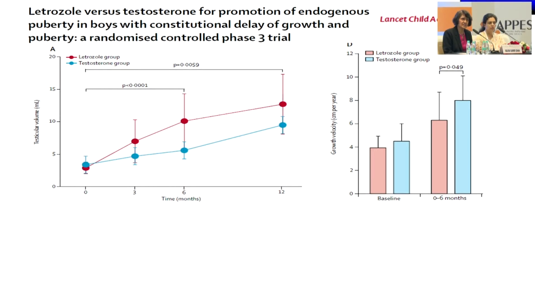In constitutional delay, you may take a path of treating them, and the treatment options are between letrozole and testosterone. Letrozole is one of the recent developments, and that paper has been fairly useful in understanding what it does to the testicular volume, which is the parameter which lacks with testosterone-based treatment, and to the growth velocity. So if these are the two outcome measures utilized, letrozole has a better outcome towards enhancement of testicular volume as well in this group of patients.